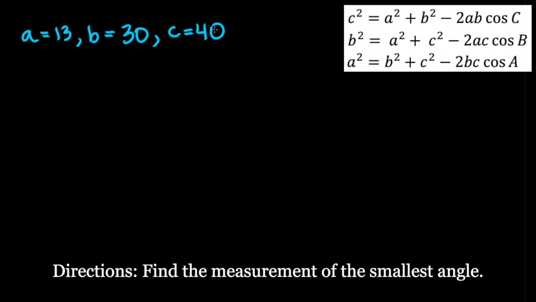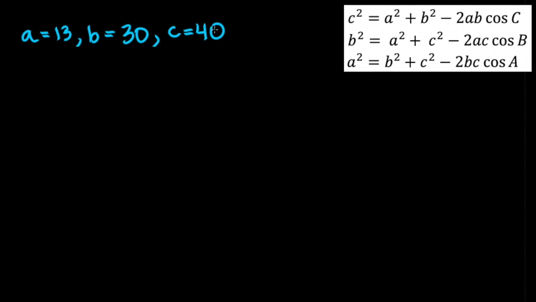In this next problem, we are not told which part of the triangle to solve for, but rather told to solve for the smallest angle in the triangle. Now, before you go and solve for every angle in this triangle to figure out which one is the smallest, which, by the way, would be a waste of time, let's think logically.